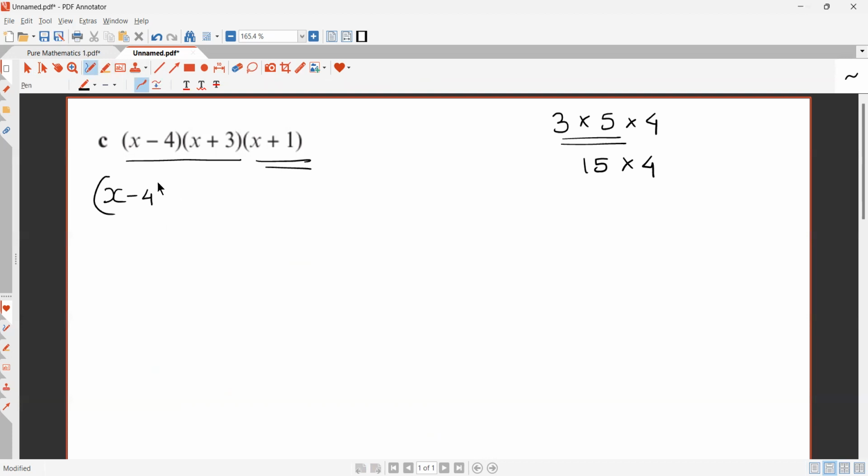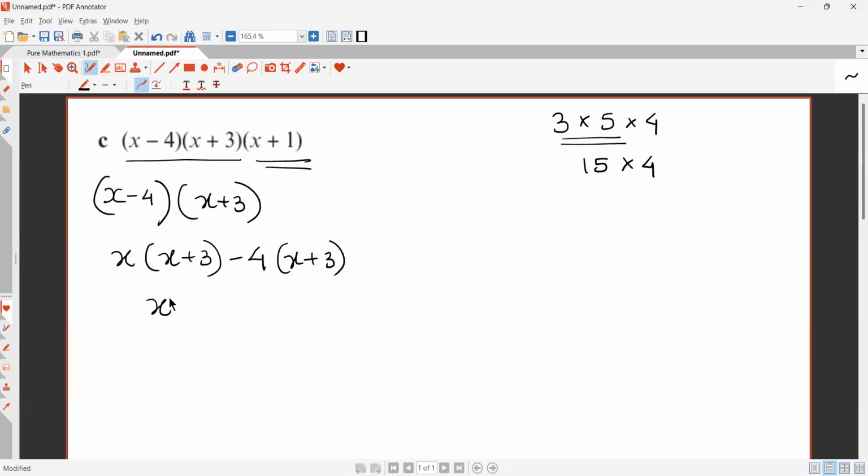Same method. So let me open these two brackets first. Now here, if I want to do it in a long-cut manner, because everything I'm doing today is very long-cut, can I multiply x with (x + 3)? Minus 4 times (x + 3). Understood this? So x into x is x square. 3 into x is 3x. Minus 4x plus what? Minus 12.